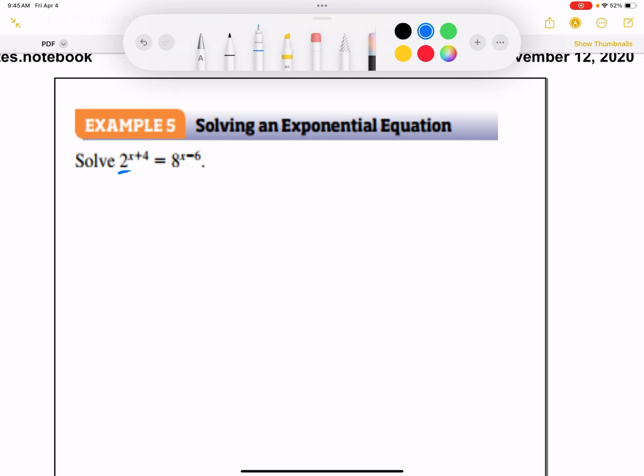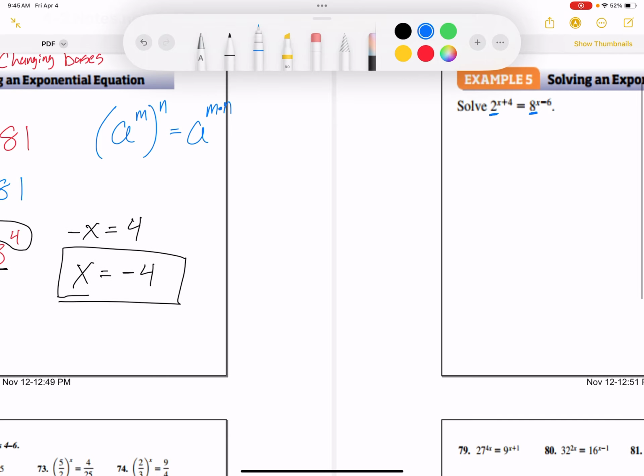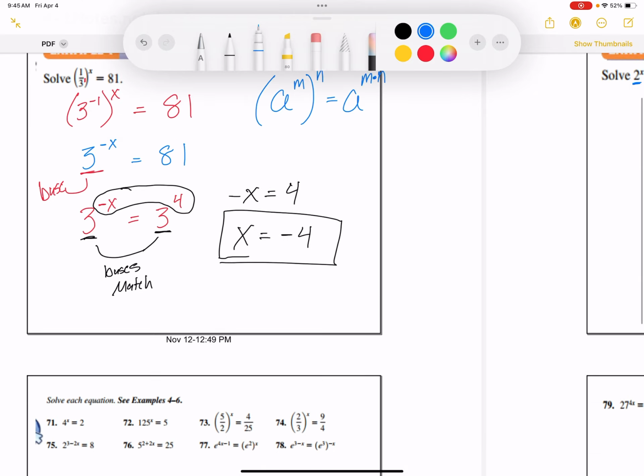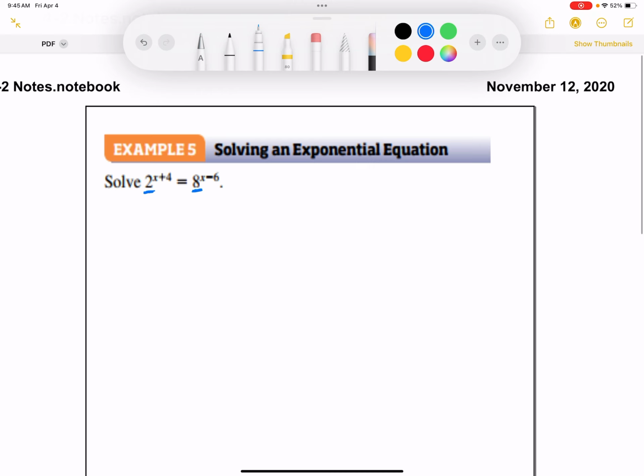I got bases here. I got a base of 2 and a base of 8. Now, I want to change them to be the same. But I never want to take the smaller one and try to make it the larger one. Notice that every one that I've done so far, I'm taking the larger number and trying to make it the smaller number, right? I'm not trying to take the smaller number and make it the larger. No. Larger number to the smaller number. So I got 2 to the x plus 4 equals, and this is 8 to the x minus 6.